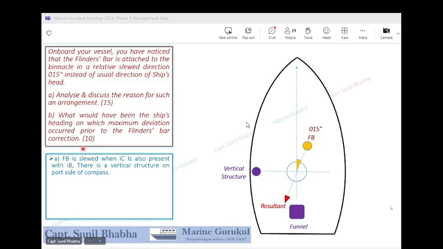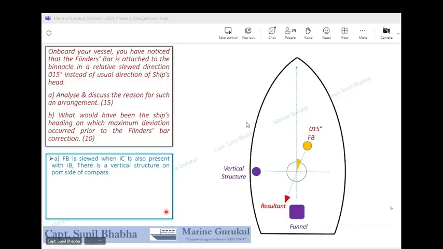So this is the analysis for the first part of the question. Now the second part of the question says, what would have been the ship's heading on which the maximum deviation occurred prior to the Flinders bar correction? The meaning of this question, part B, is that we have seen that the resultant of IB and IC, funnel and the vertical structure, lies in this particular direction, in the direction of the red arrow.